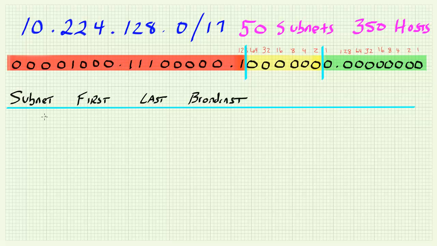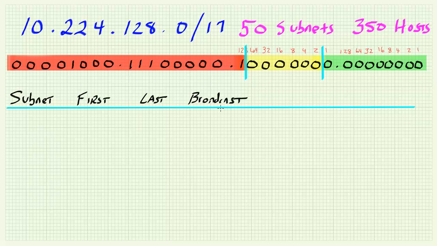So once we've identified the subnets, we'll need to be able to figure out what is the first host, what is the last host, and what is the broadcast for each subnet. So as we learned in some of our previous work, if you can just figure out what the subnets are, then it's really easy to figure out what the first host and what the last host and what the broadcast is, because if we know the subnet ID, then we know that the first host is just going to be the subnet plus 1.